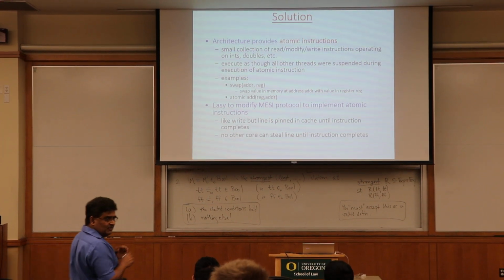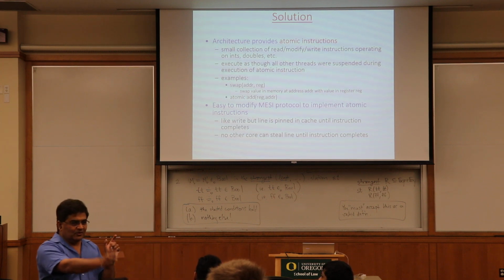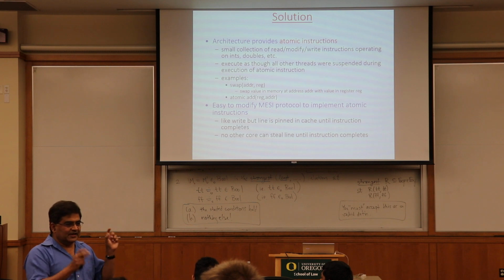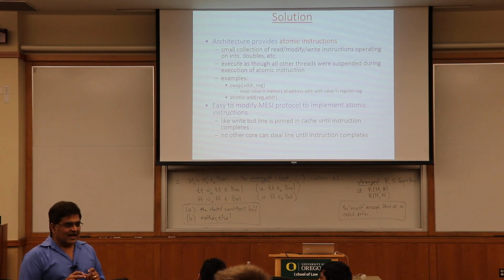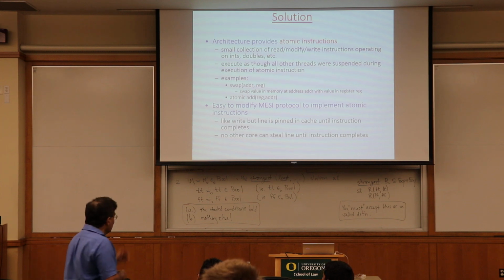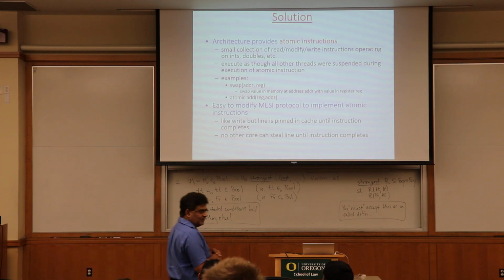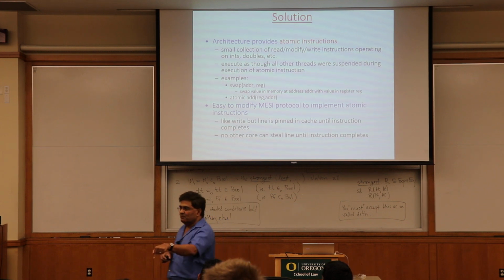Okay, once I have that, what should I do? How would I implement the swap? I read the value from that address. Okay, I can do that. But what happens if, after I've read the value in that address and before I do the swap, somebody else might steal that line, because you have these snoopy caches going on? Oh, here's what I'm going to do. If I'm going to execute one of these atomic instructions, when I bring that address into my cache, I'm going to pin it in my cache.